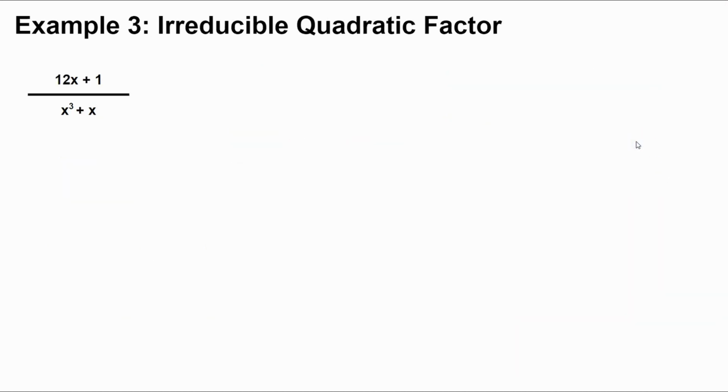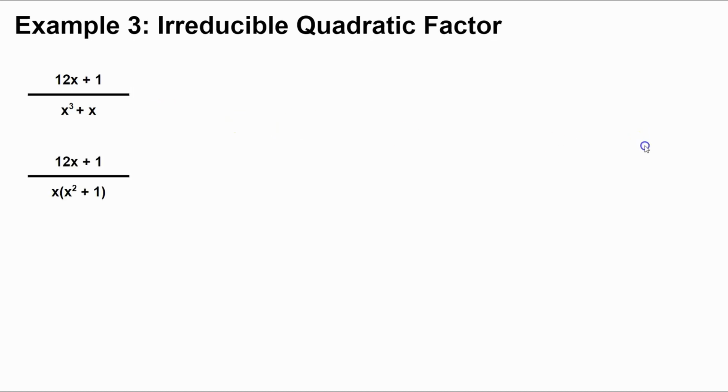Finally, we have the irreducible quadratic factor. So this is the final case that we're going to cover today. This is when you have a quadratic factor that you cannot simplify. We had x squared in the last example, but that one is reducible. You can just reduce x squared into 2 x's. So let us do this one.